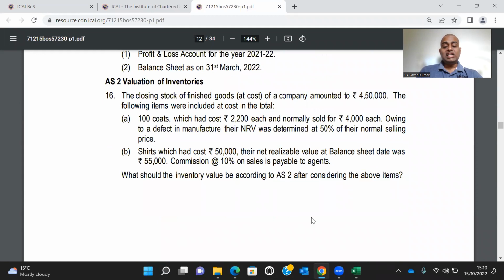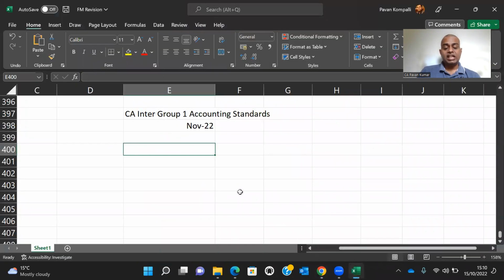So guys, tell me, what is AS2? Let us start with AS2. Can someone tell me in the chat box, please? Be active, be active. The more you participate, the more you learn. Excellent, inventory. So it is valuation of inventory, correct. To be more precise, it is valuation of inventory.